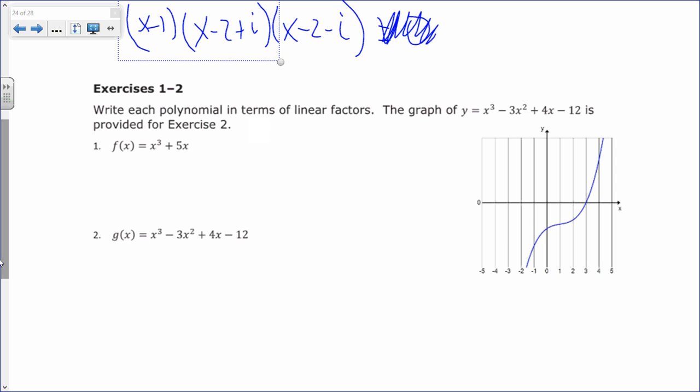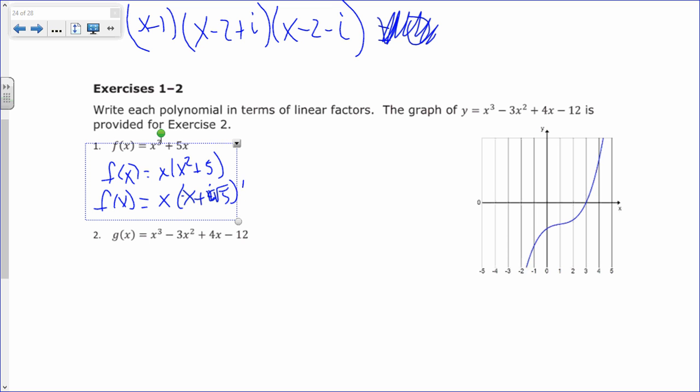Alright, let's look here. Write each polynomial in terms of linear factors. The graph of y equals x cubed minus 3x squared plus 4x minus 12 is provided for exercise 2, so that's over there. For the first one, I have x times x squared plus 5. Looking at the factors, this is really x plus i radical 5 and x minus i radical 5.